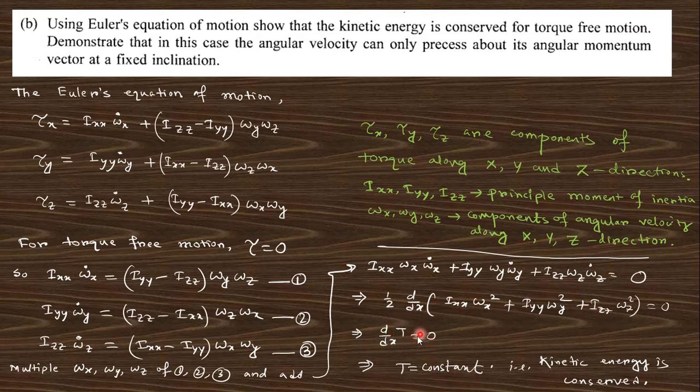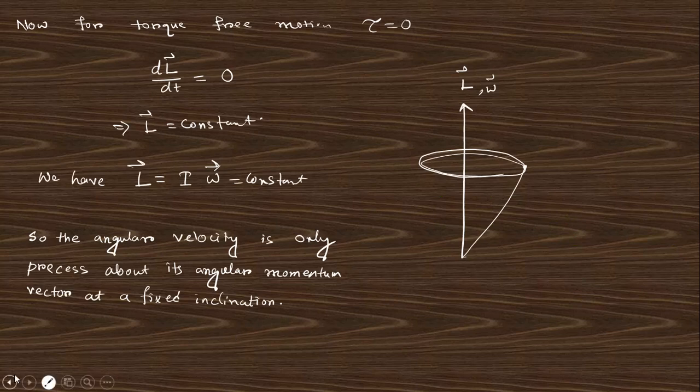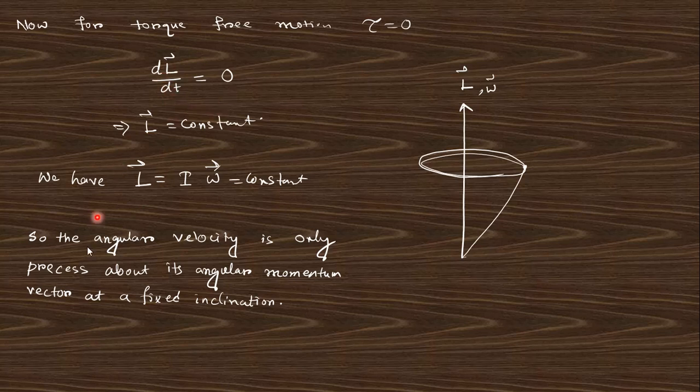So dT by dt will be 0, so T will be conserved. Clear? Go to the next one. And if T is conserved, you can say here that dL dt will be 0, since tau equals 0, so L is conserved, and L is I omega also. So the angular velocity omega only precesses about the angular momentum, since L and omega are in the same direction, parallel, so this will precess about this axis.